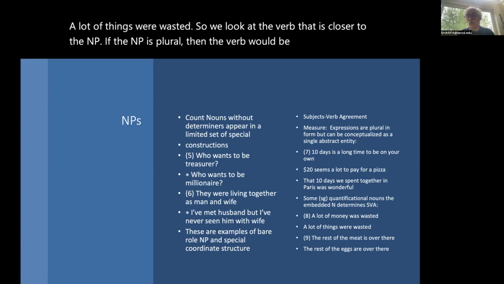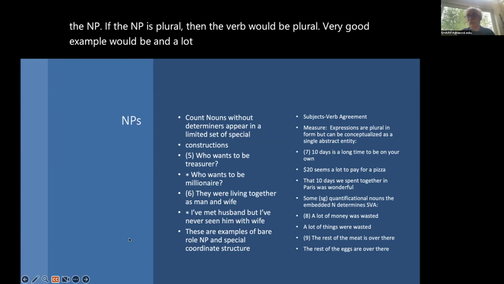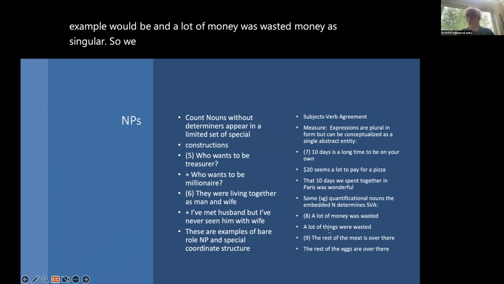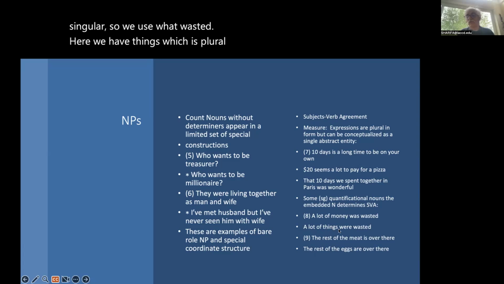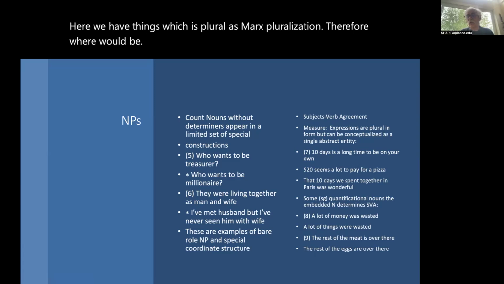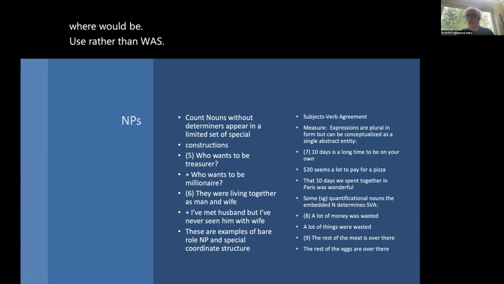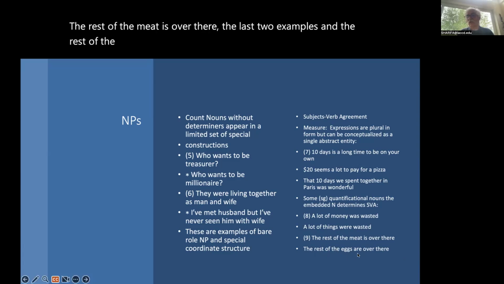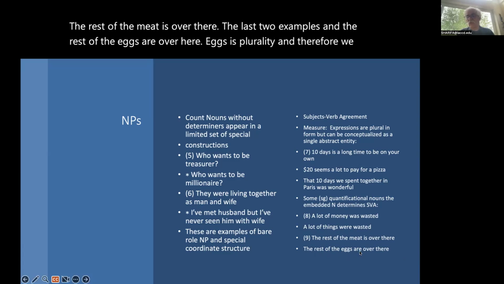A very good example would be "a lot of money was wasted." Money is singular, so we use what? Was. Here we have "things," which is plural, as it marks pluralization. Therefore, "were" would be used rather than "was." The rest of the meat is over there, the last two examples, and the rest of the eggs are over here. Eggs is a plurality, and therefore we use a plural verb.